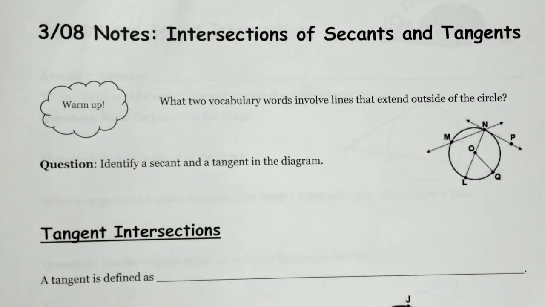All right, we are going to look at intersections of secants and tangents. Now we've looked at intersections of chords and saw our formula. Now we're going to deal with intersections of secants and tangents and learn a couple other formulas.